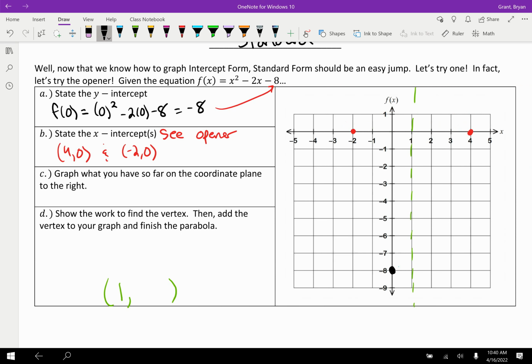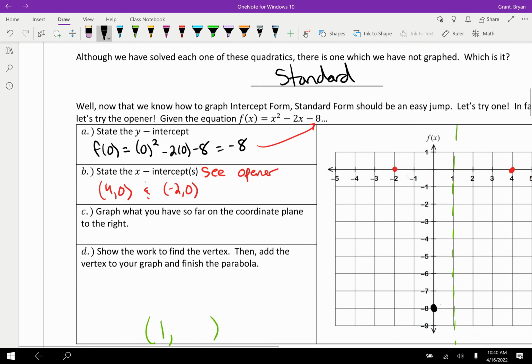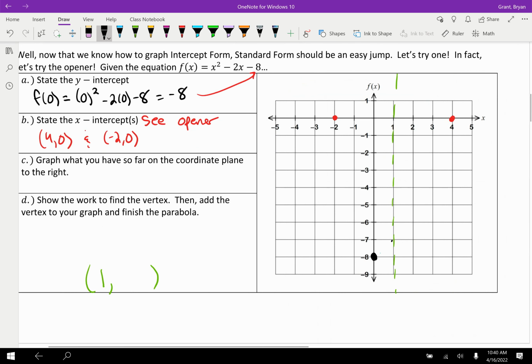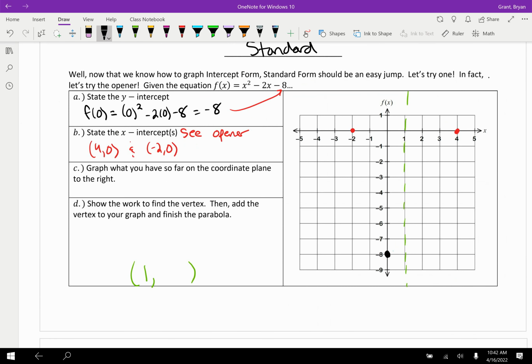Now, the problem is I don't know how far down the vertex is. I know it's probably going to be further than -8. It couldn't be up here. That would be a weird parabola, and clearly that wouldn't be the vertex. So it's got to move down somewhere down here. All right, so let's go ahead and find the y-coordinate of the vertex then.